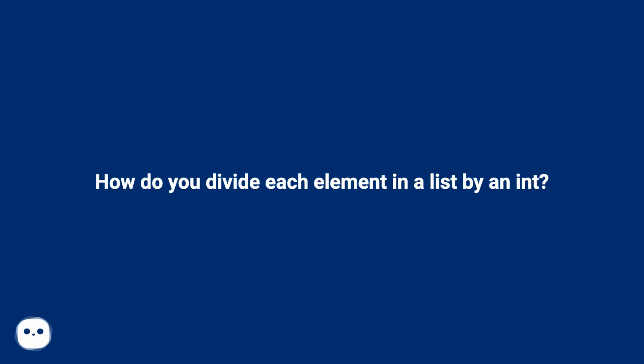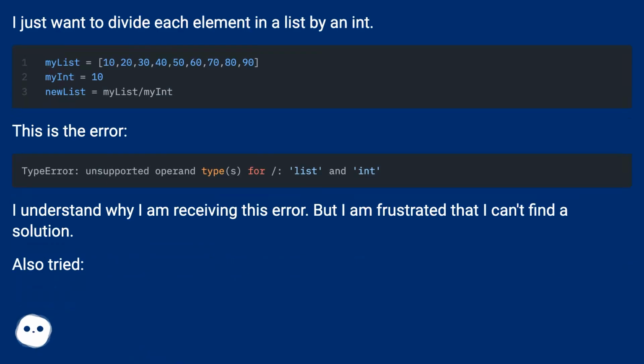How do you divide each element in a list by an int? I just want to divide each element in a list by an int. This is the error. I understand why I am receiving this error, but I'm frustrated that I can't find a solution.